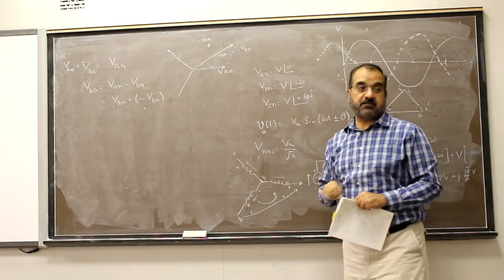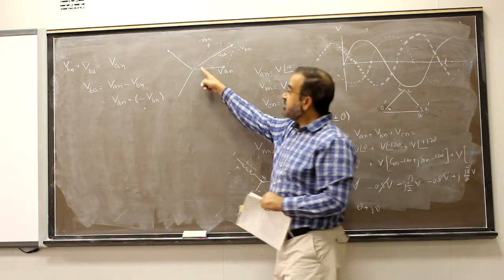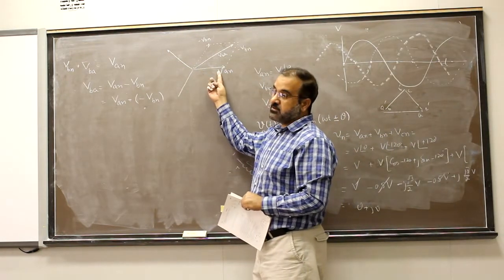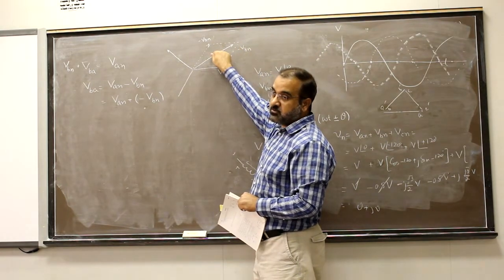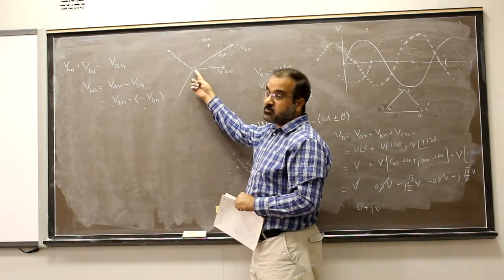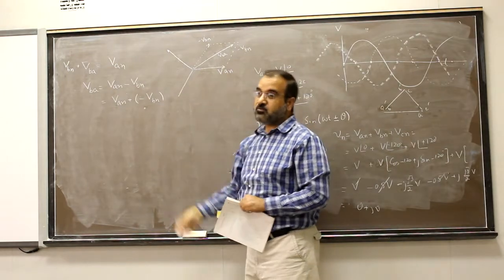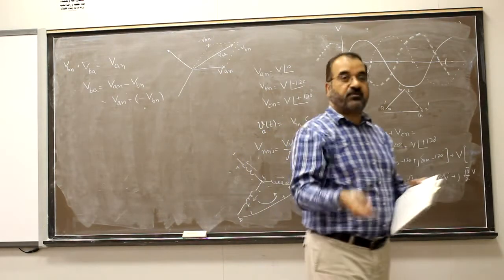Now the question is, the magnitude is not equal to this one, this magnitude, and the angle is also not 0, not 120. What is the angle? You have to find that.